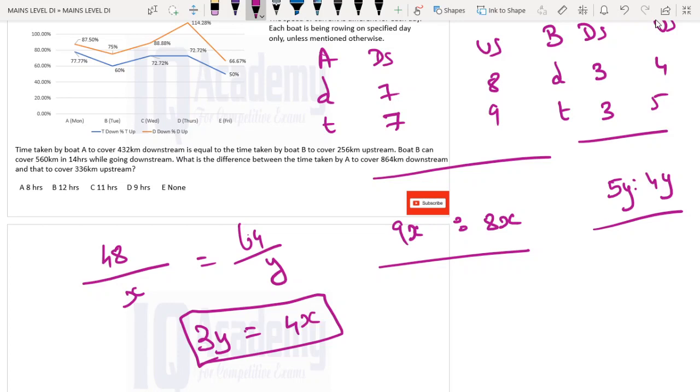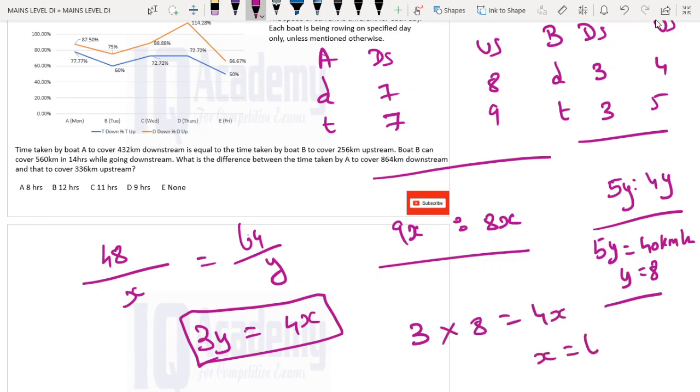Boat B can cover 560 km in 14 hours while going downstream. So it means the downstream speed of B will be 560 by 14, which is nothing but 40 km per hour. So it means 5y is 40 km per hour and y will be equal to 8, right? If you substitute y over here, 3 into 8 equal to 4x. So x will be equal to 6. The value of x is 6.